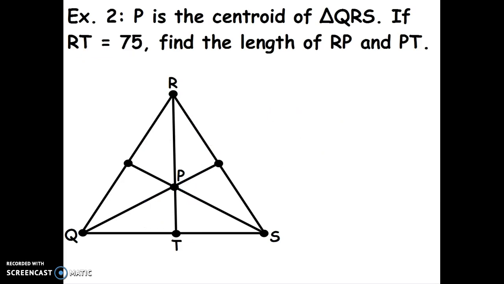Example 2. P is the centroid of triangle QRS. If RT is 75, find the length of RP and PT. The first thing I'm going to do is label the information that I'm given. I'm told that RT is 75. Before I move forward, I want to break my median up into thirds. So we have 1/3, 1/3, 1/3, with this portion here being 2/3.